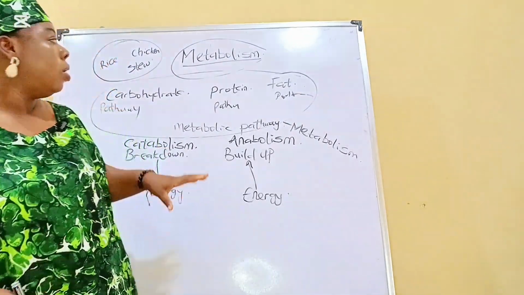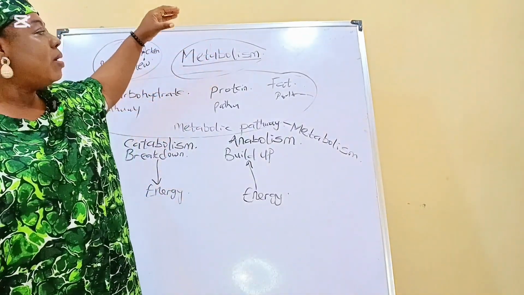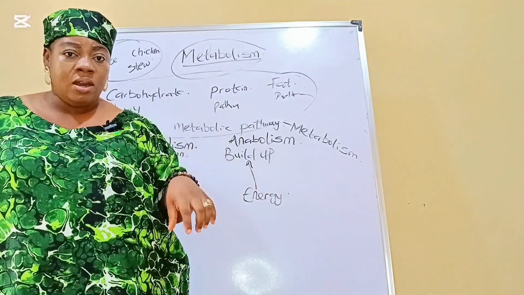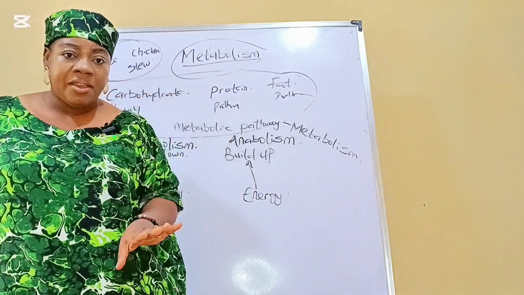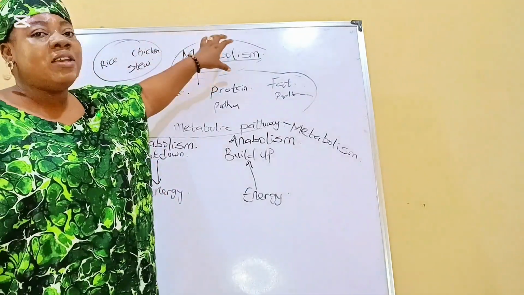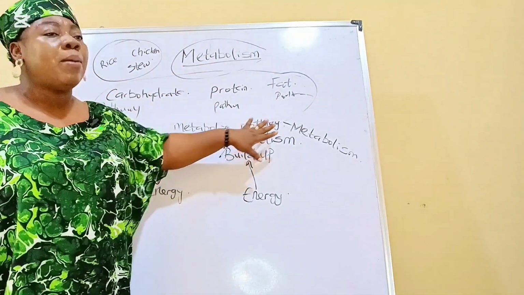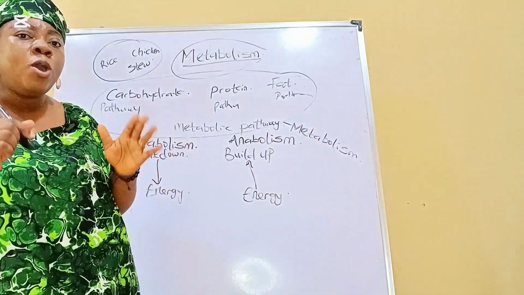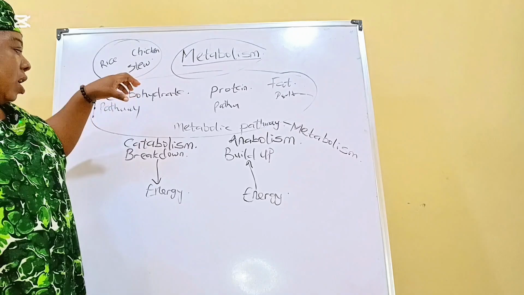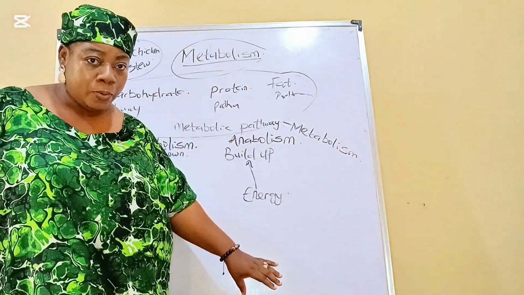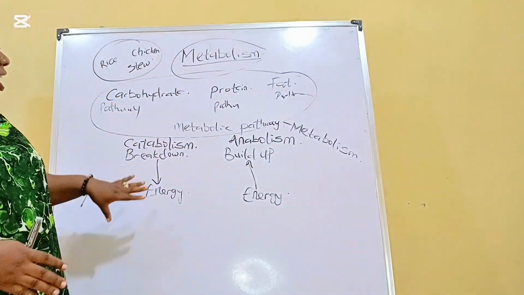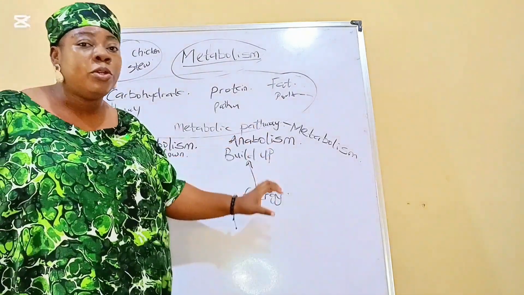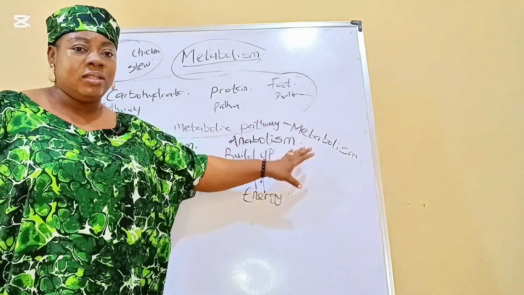Remember where we are coming from? We've established that metabolism is the overall chemical reactions that occur in living organisms that help them sustain life. How it achieves this is through different metabolic pathways. We said this process could be of two types: the breakdown and the build up. The breakdown is what is known as catabolism, while the build up is what we know as anabolism.